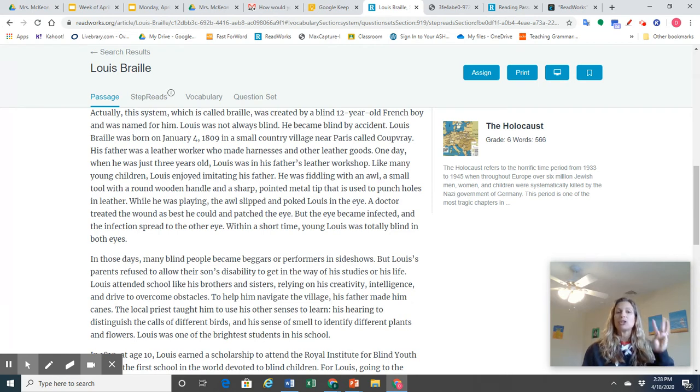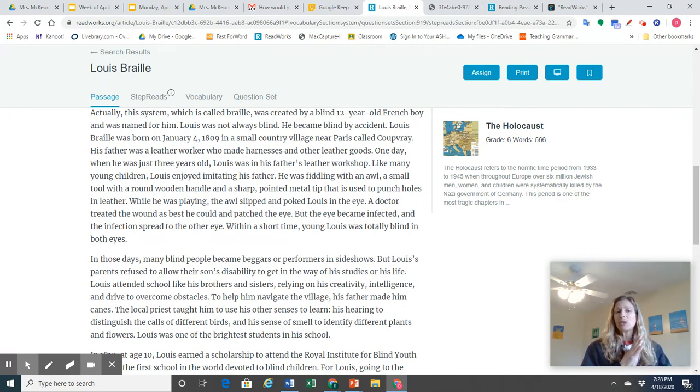One day, when he was just 3 years old, Louis was in his father's workshop. Like many young children, Louis enjoyed imitating his father. He was fiddling with an awl. That's a small tool with a round wooden handle and a sharp pointed metal tip that is used to punch holes in leather. While he was playing, the awl slipped and poked Louis in the eye.